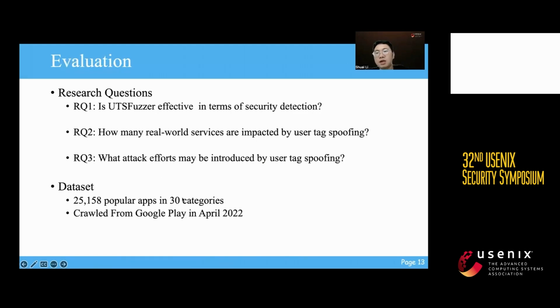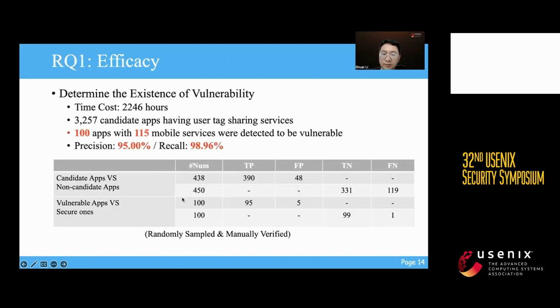Okay, based on UTSFuzzer, we conducted a large-scale experiment on over 20,000 popular real-world applications. Our goal is to reveal the full picture of user tag spoofing. To achieve this, I will answer 3 research questions. First, is UTSFuzzer effective? Second, how many real-world mobile services are affected? Last, what attack efforts may be introduced?